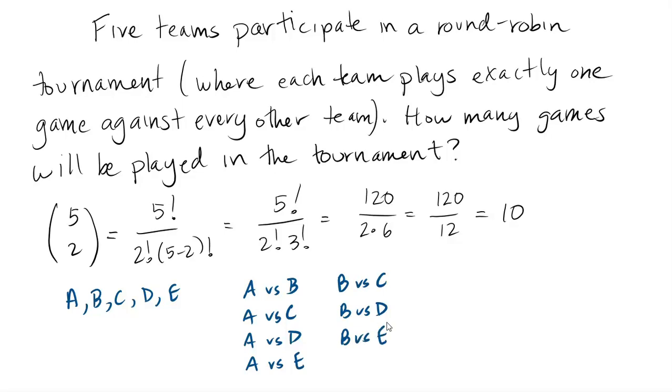Now we'll list all of the remaining games for Team C. They still have to play Team D and Team E. And then Teams D and E still have to play. How many games is that? 1, 2, 3, 4, 5, 6, 7, 8, 9, 10.